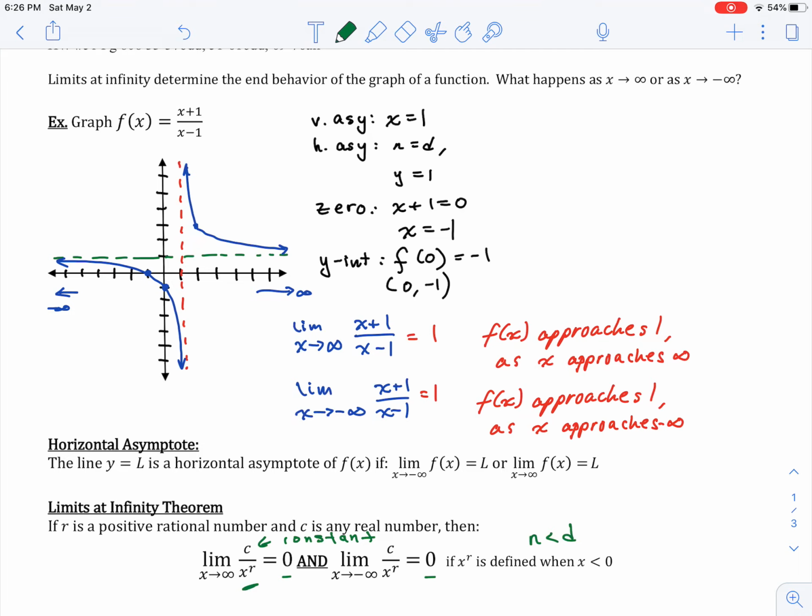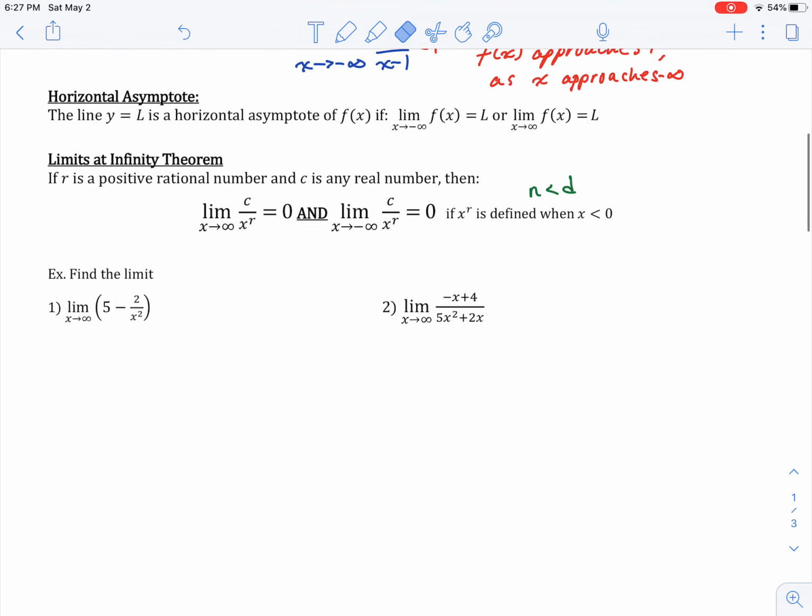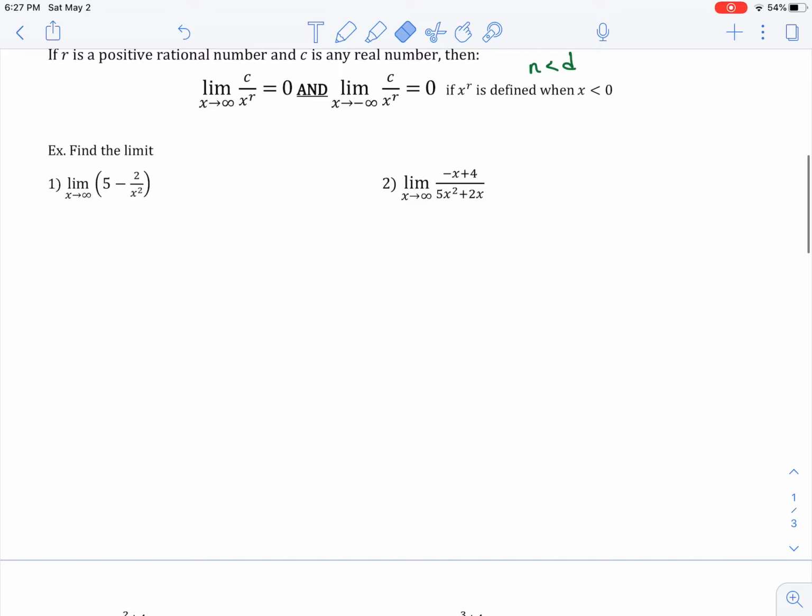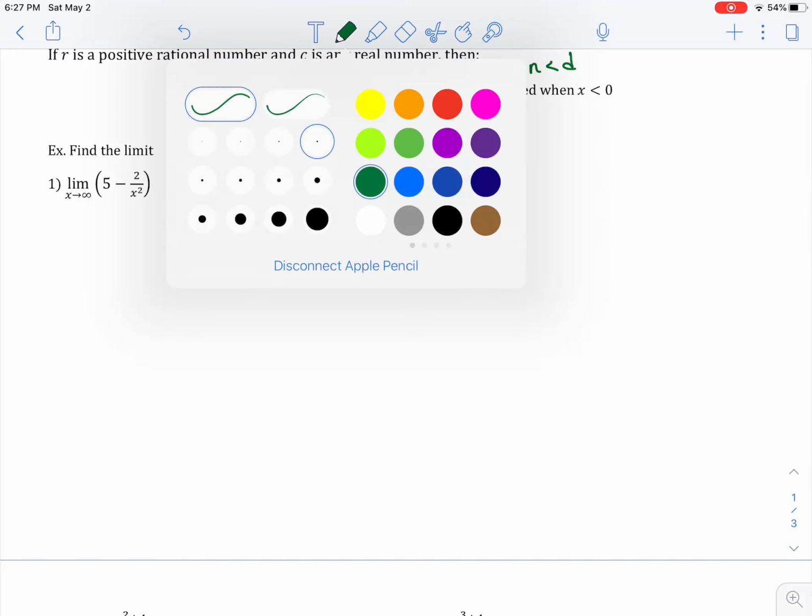So the limits at infinity theorem is just saying if you've got a constant in the numerator, then you know that your limit at infinity is going to be 0. Why? Because your horizontal asymptote is 0. All right, so with that all being said, let's try a few practice problems with this.